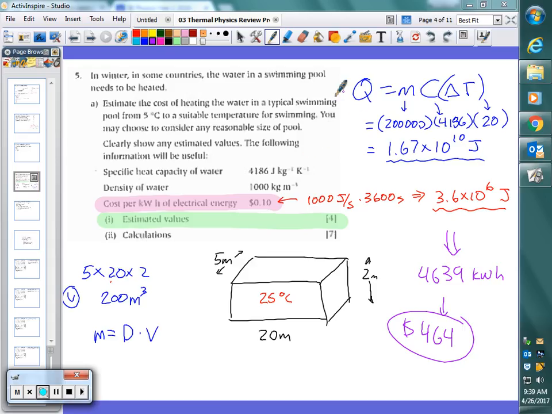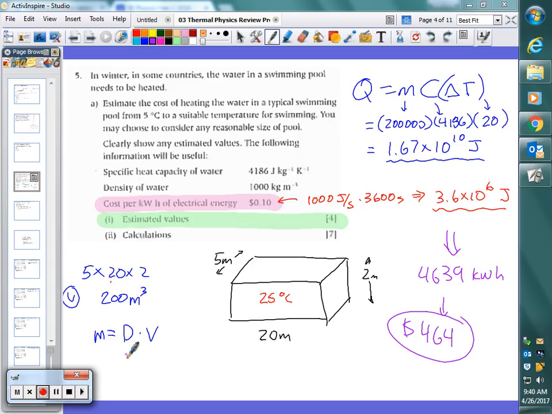This equation works for substances that are in a single state of matter. If we have substances that are changing phase, we have to add in another term, and we'll talk about that later when we get into latent heat. That's one of the questions later on.